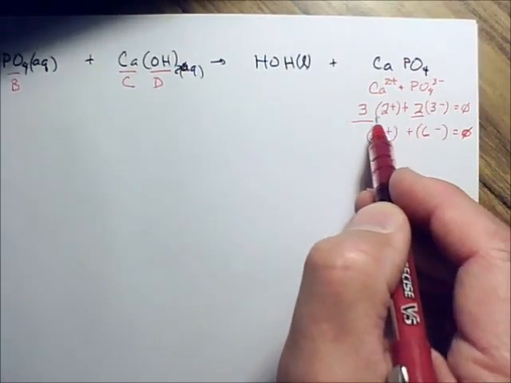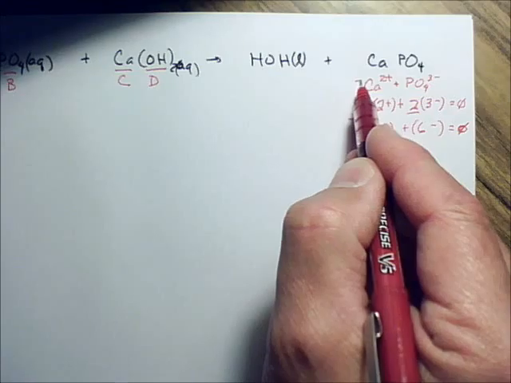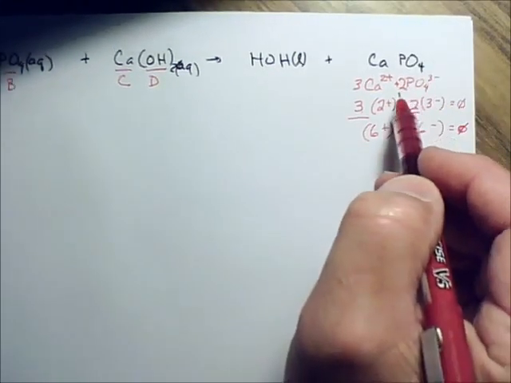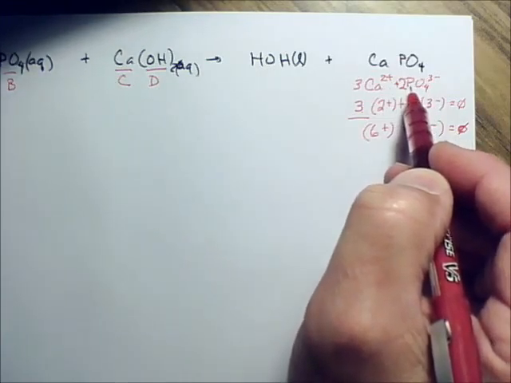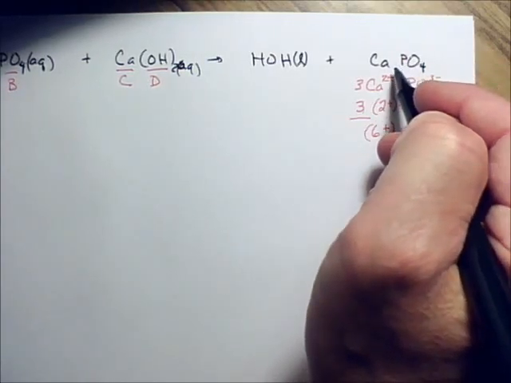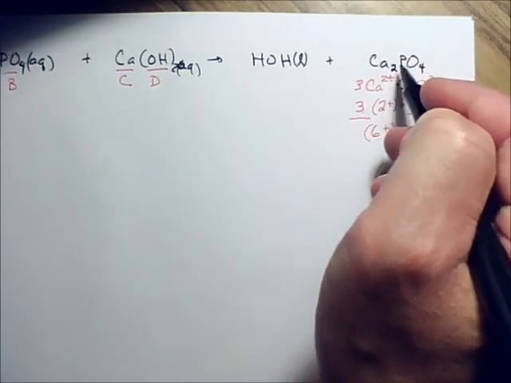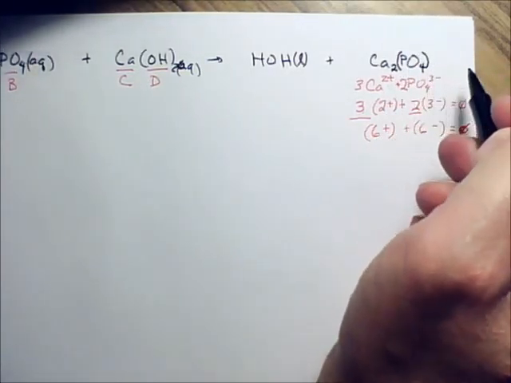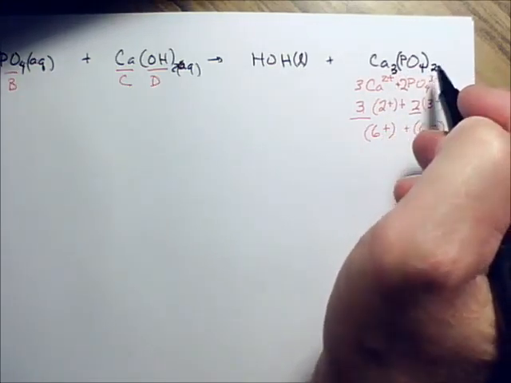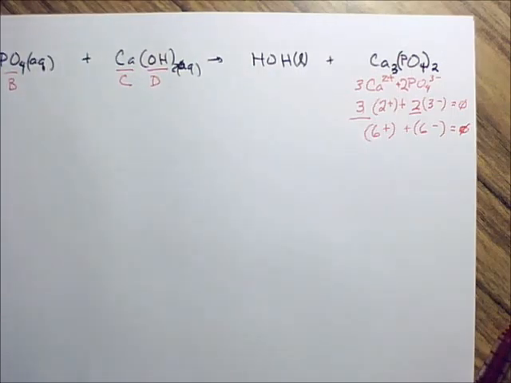All right. So we want 3 calciums, and we want 2 phosphates, and when we bond them together, we don't use coefficients anymore. When they're bonded together, you use subscripts to show they're bonded together. So we need 2 calciums. I'm sorry, it's 3 calciums, isn't it? 3 calciums and 2 phosphates. Okay?